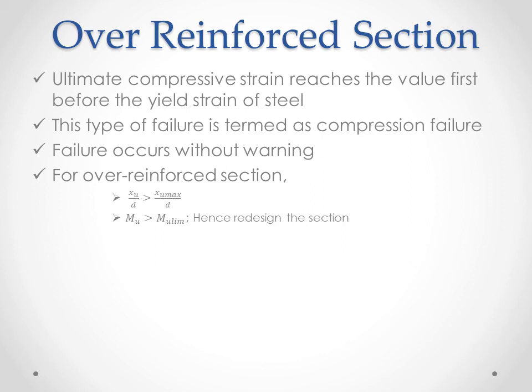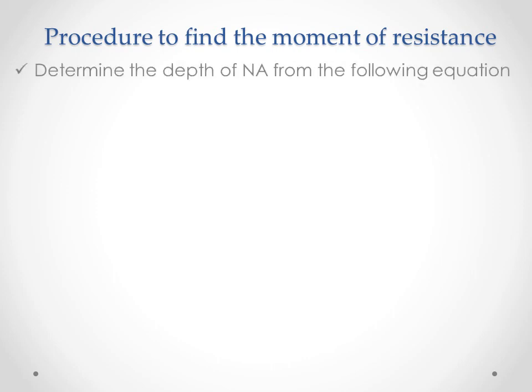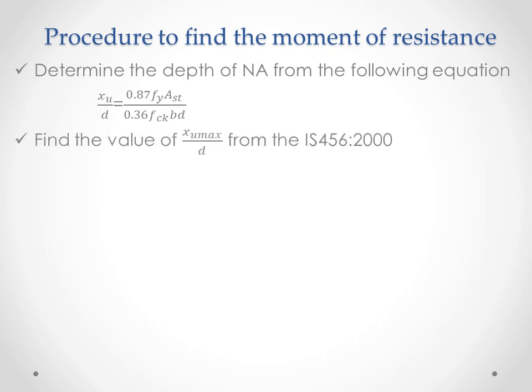Now we'll be looking into how we calculate the moment of resistance throughout this module. Procedure to find the moment of resistance. First, we determine the depth of neutral axis from the following equation, that is the ratio xu by d is equal to 0.87 fy Ast by 0.36 fck b d. The next step is to find the value of xu max by d from the BIS code, that is IS 456-2000, which varies for different steel, as I mentioned in this video.